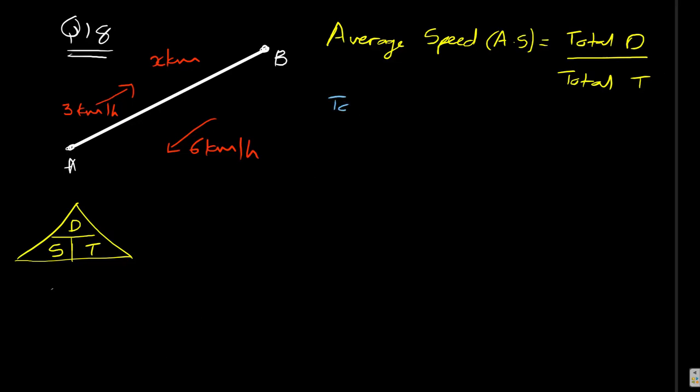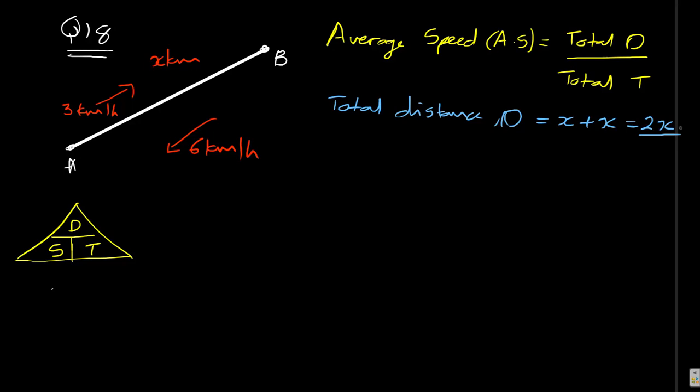What is the total distance that this man traveled? Total distance, which is our big D from the formula, is equal to, when he's walking up from A to B, X, and when he's walking down, X. So the total distance is 2X. So that's our total distance.